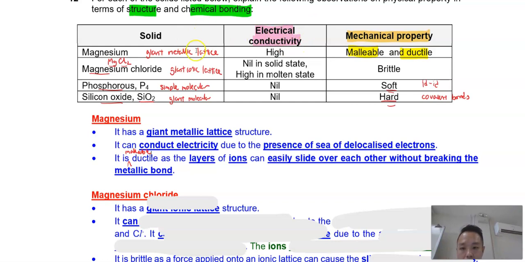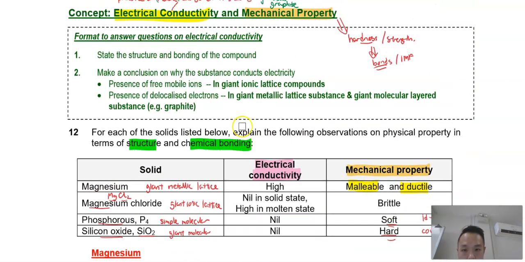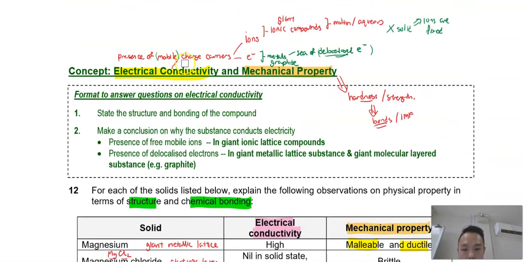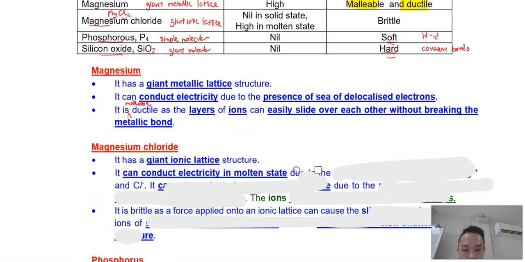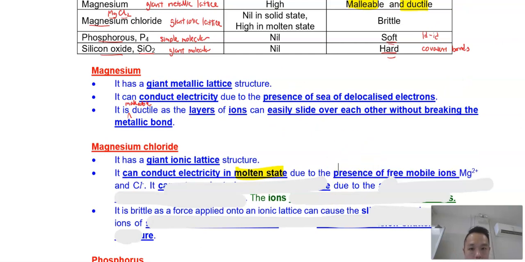Okay, for MgCl2, giant ionic lattice. Why can it conduct electricity in the molten state but not in the solid state? Recall, for electrical conductivity, we need mobile charge carriers. It can conduct electricity in the molten state because the ions are now free to move. Mg2+ and Cl- ions are now free to move because they are no longer held in fixed positions.